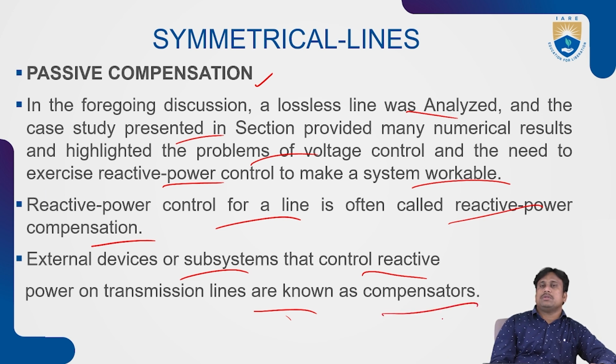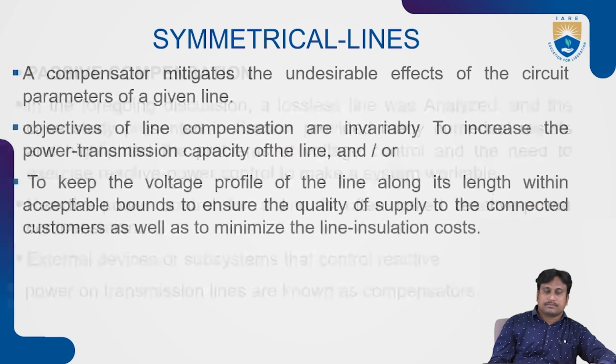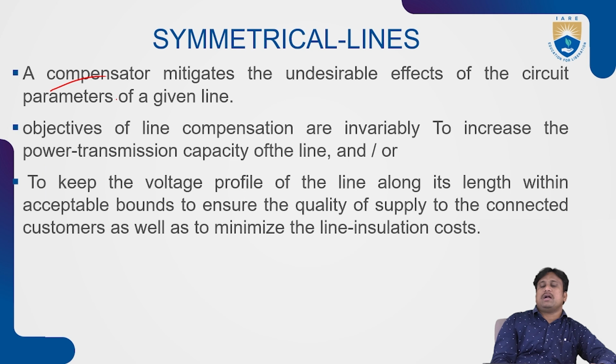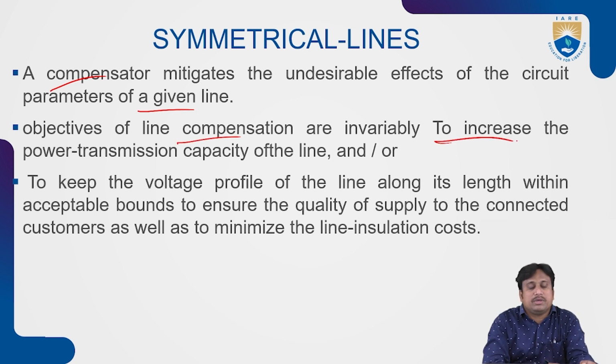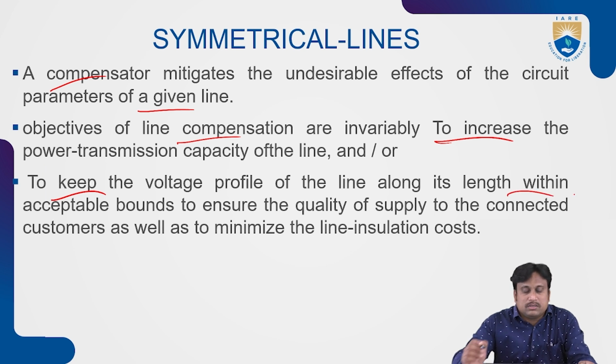The compensators consider a cascaded connection of inductors and capacitors. Based on that, we treat line compensation on the line. Basically, they are applied at the line ends to ensure smooth conduction of the output voltages. A compensator mitigates the undesirable effects of the circuit parameters of the given line. Some of the objectives of line compensation are to increase the power transmission capacity of the line and to keep the voltage profile of the line along its length within acceptable bounds. This ensures the quality of supply to the connected systems and minimizes the line insulation costs.